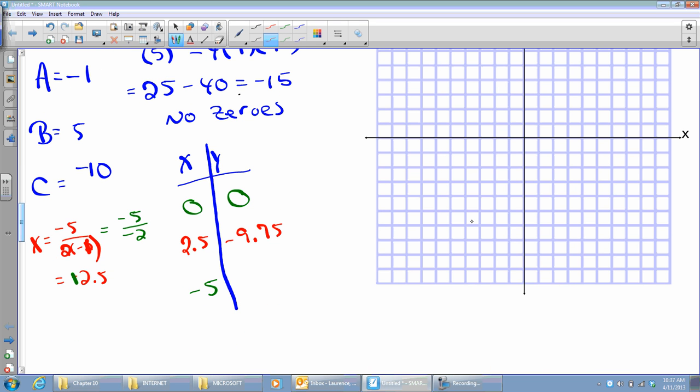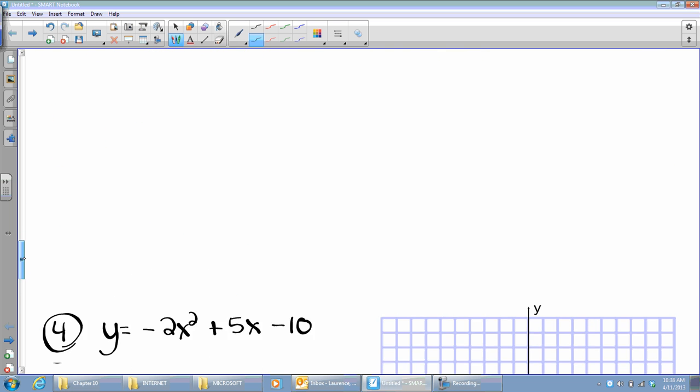So 2.5, negative 9 and 3/4 would be probably right about there. Negative 9 and 3/4. And I'm going to plug in 0, but I'm going to plug in positive 5. So I plug in 0, I'm going to get negative 10. And then when I plug in 5, I will also get that same number. So this parabola is going to be really wide. It's going to be something really like this.